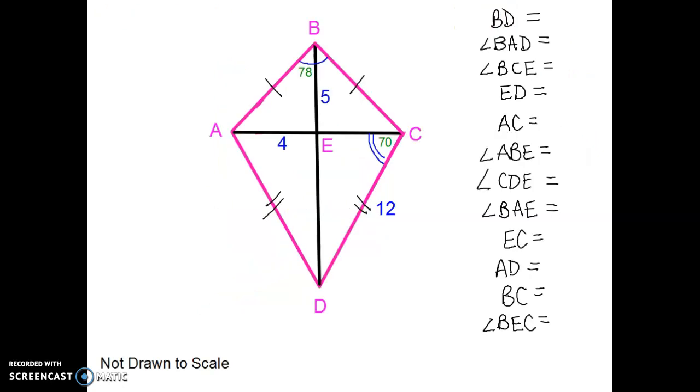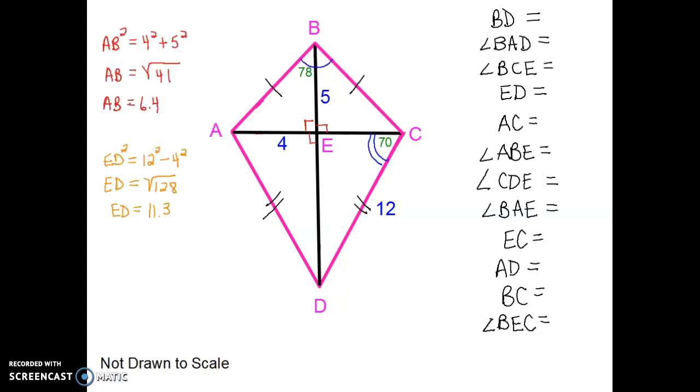Now we're going to take a look at the kite. It is a kite by the markings of the sides. Picture's not drawn to scale, but I did give a few segments and I gave some angles. So I'm going to focus on the segments first of all.